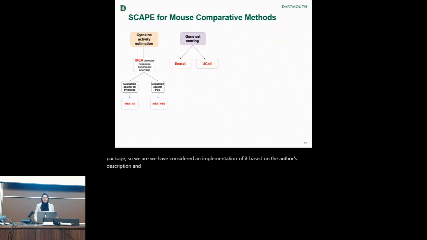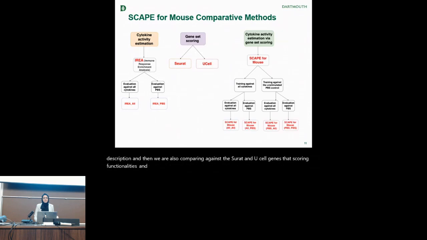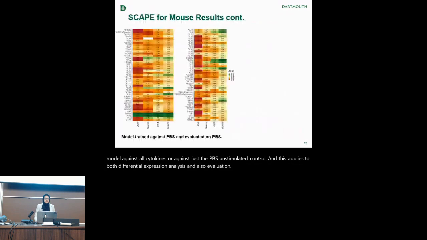And then we are also comparing against the SARAT and UCell gene set scoring functionalities and also the cytokine activity prediction framework for our SCAPE for mouse model, which can take 4 different forms depending on whether we are training our model against all cytokines or against just the PBS unstimulated control. And this applies to both differential expression analysis and also evaluation.